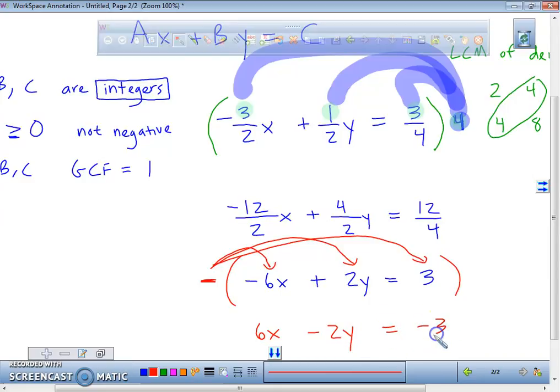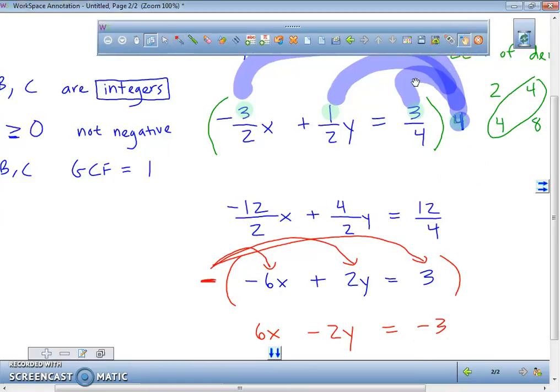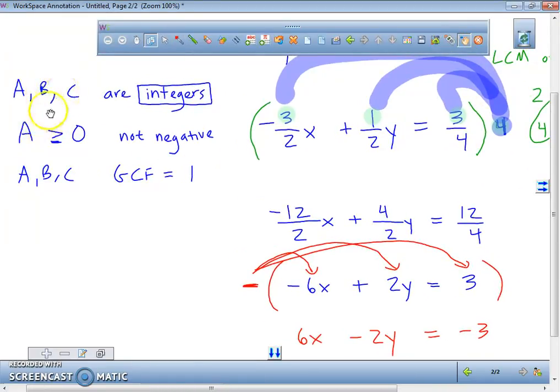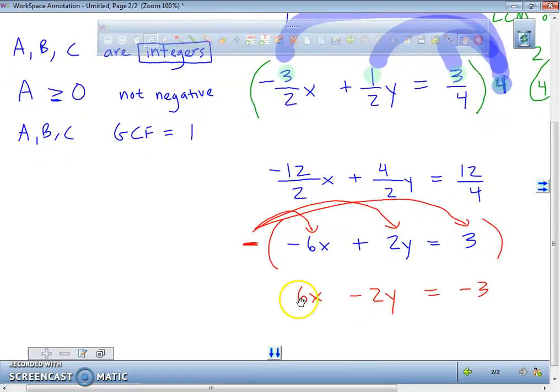Now listen, does it say anything about B and C having to be positive? No. Only the what? Only the A. So you have to make sure that the A value is positive. So right now, this is positive. Then it says what? A, B, and C.